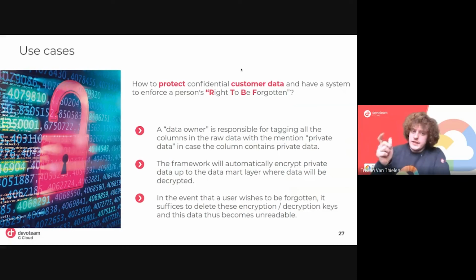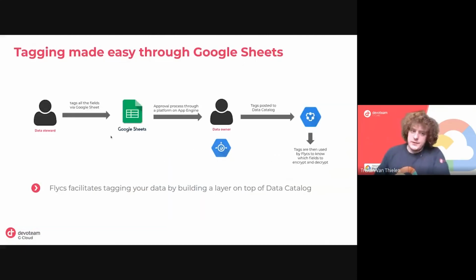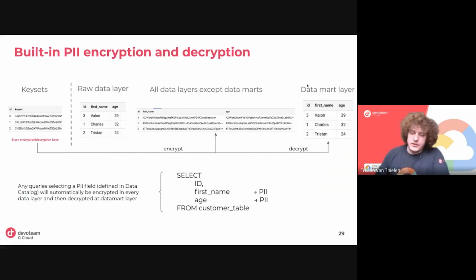And Flycs will automatically encrypt all the data that comes from there inside of all your different data layers, maybe up until the data mart where you actually want to present the data. Every user has their own key set that's used specifically for them. If they don't want to be forgotten, we remove the key set. We cannot decrypt their data any longer, and it's a very, very good step to forgetting all their data. So the process: data stewards or data owners can fill in tags on Google Sheet, always get approved by the data owner, and from there it can go to the data catalog. That's also something that comes with the framework. It's deployed automatically.